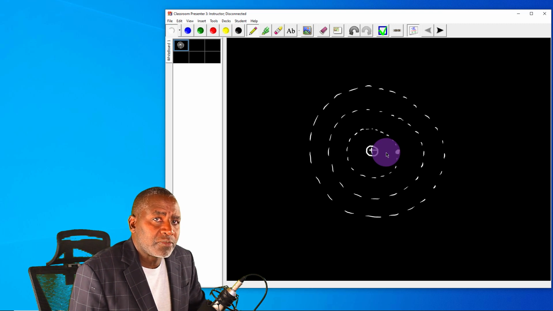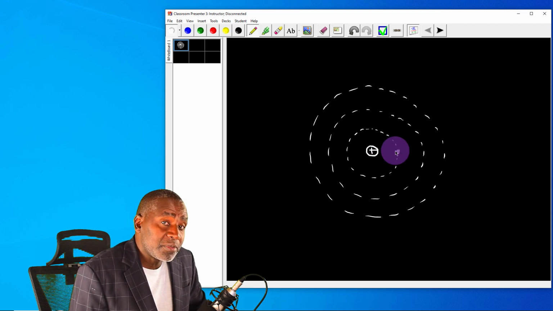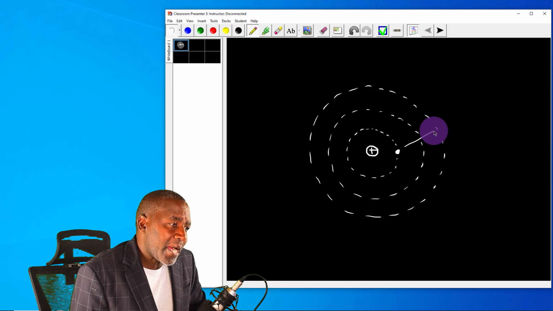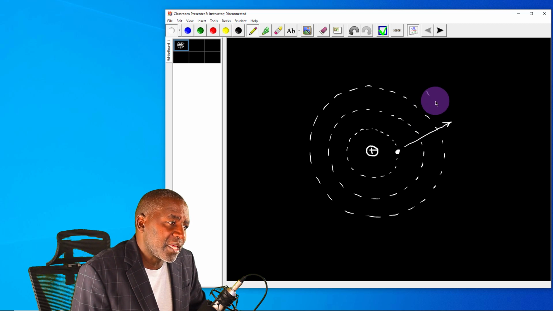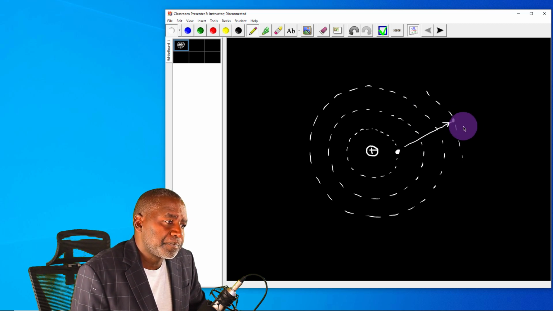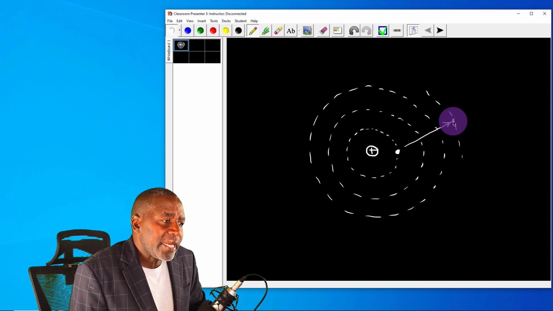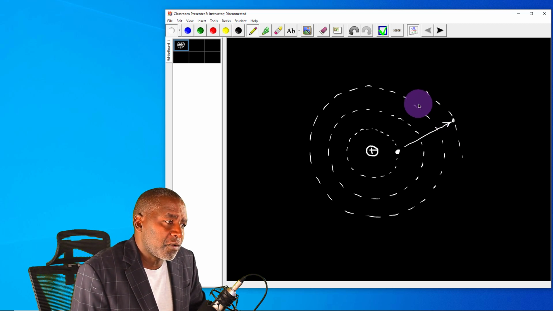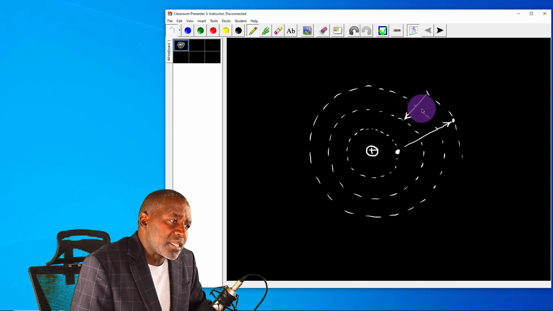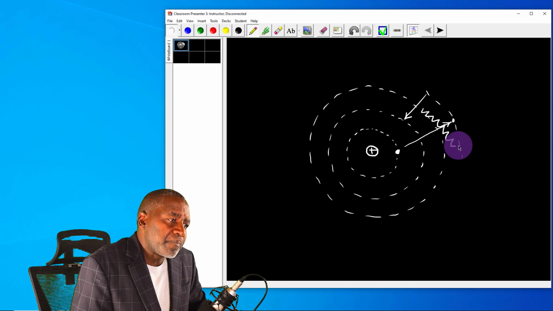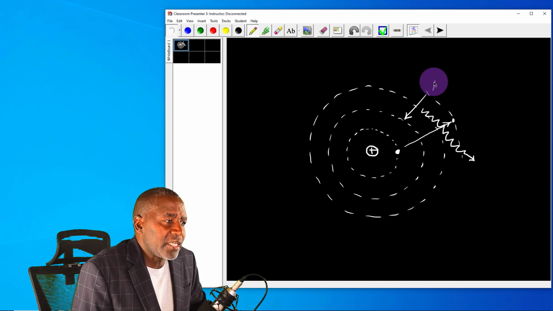When this atom gains or absorbs energy, it is absorbed by this electron, so the electron is promoted to a higher energy level. Maybe let's say there is an energy level here. Now, when this electron falls from that energy level to a lower energy level, it emits an electromagnetic wave. This is the initial energy level, which we can call E1. This is the final energy level, E2.